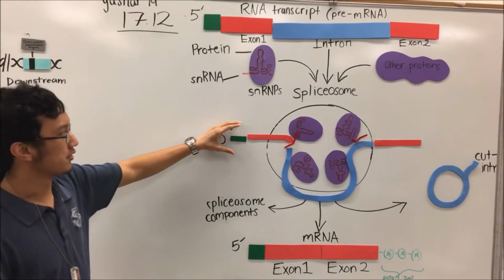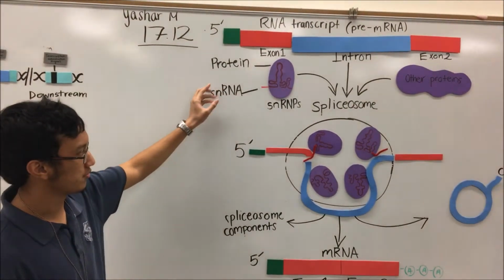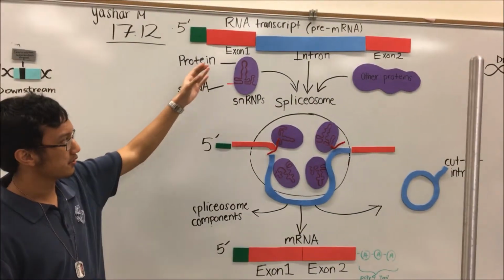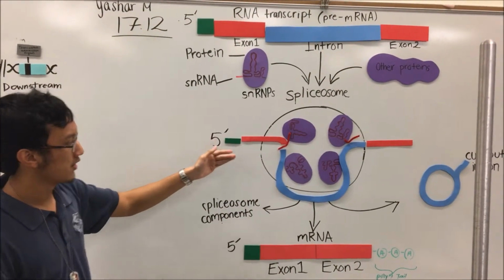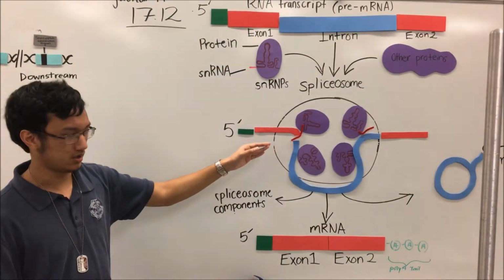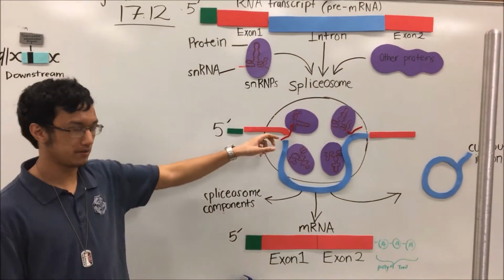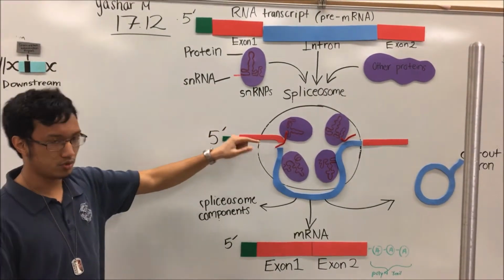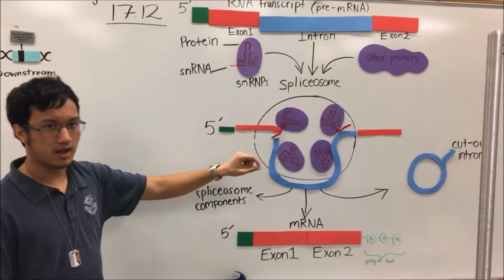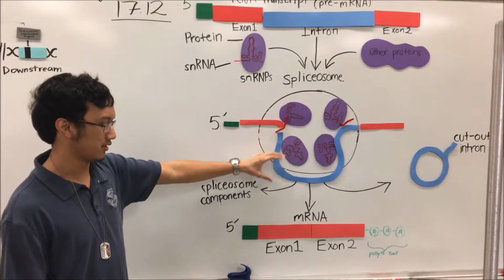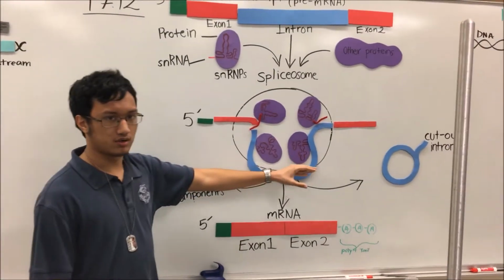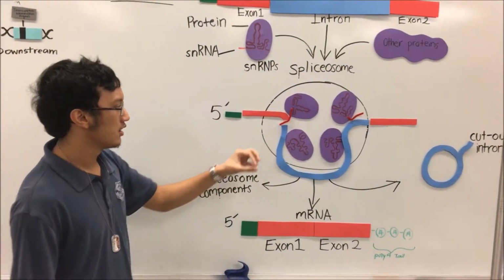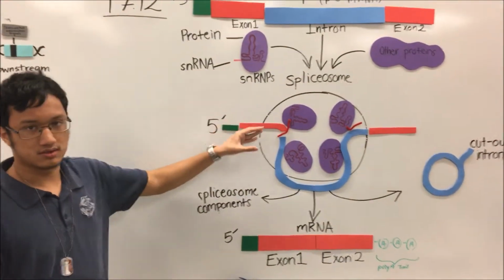And this spliceosome is going to consist of protein, snRNA, and other proteins. So the pre-mRNA enters the spliceosome, where the snRNA binds to the ends of the exons, the borderline between the exons and the introns, and separates the intron. This cut out intron then exits the spliceosome and is degraded. So now we only have the exons left.